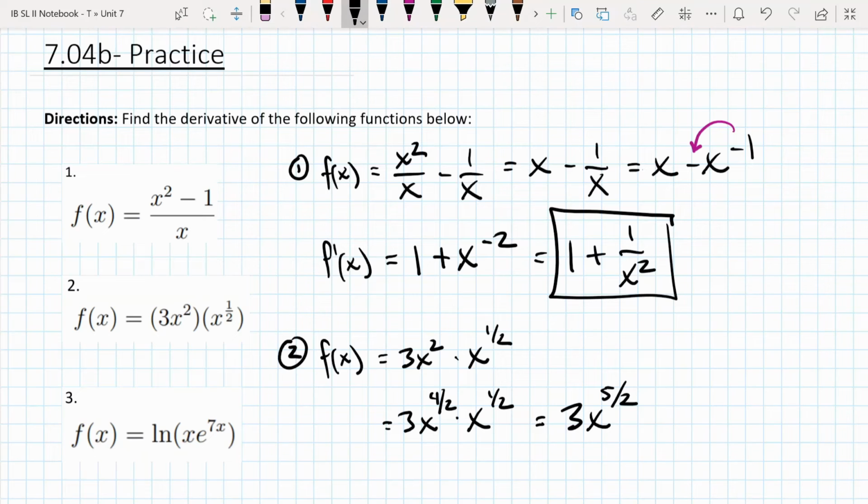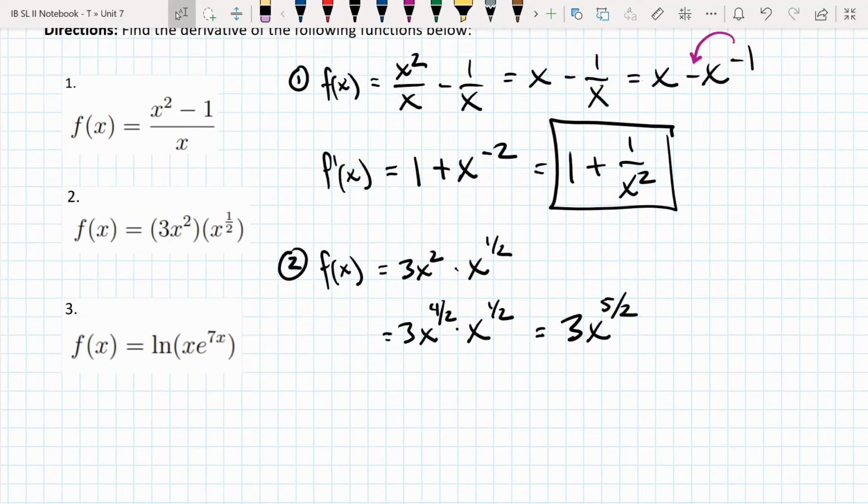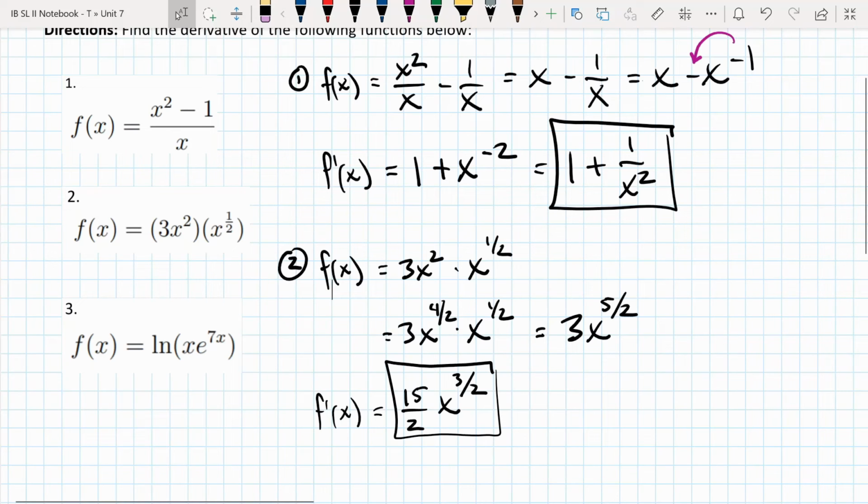So we've simplified these terms now, and this is an easy point where we can take the derivative. So this gives us the derivative of 15 over 2, if we bring the 5/2 down, x to the 5/2 minus 1, sorry, so it's 5/2 minus 1, which is 3/2. And so this is the value of the derivative for number 2.